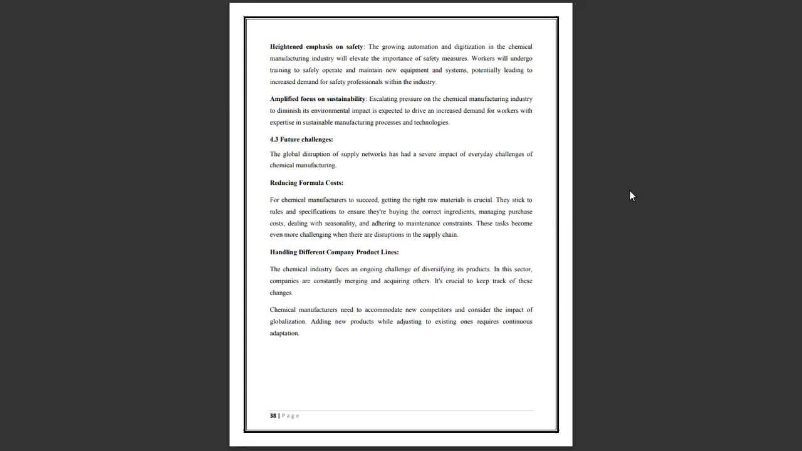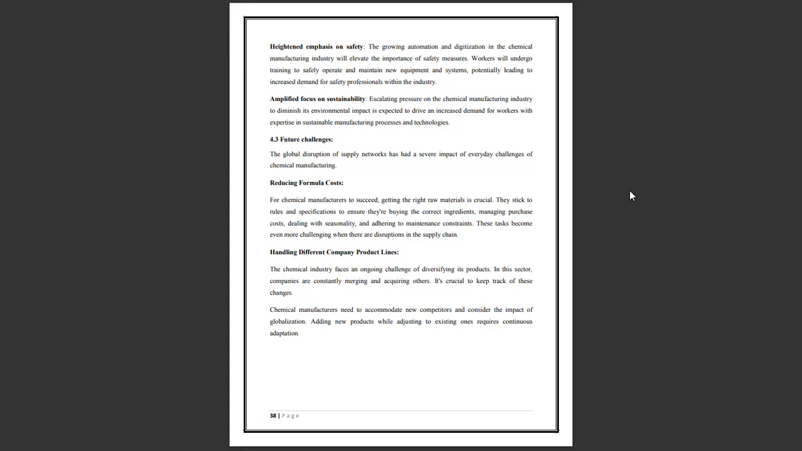Next point is heightened emphasis on safety. The growing automation and digitization in the chemical manufacturing industry will elevate the importance of safety measures. Workers will undergo training to safely operate and maintain new equipment and systems, potentially leading to increased demand for safety professionals within the industry. The next point is amplified focus on sustainability. Escalating pressure on the chemical manufacturing industry to diminish its environmental impact is expected to drive increased demand for workers with expertise in sustainable manufacturing processes and technologies.